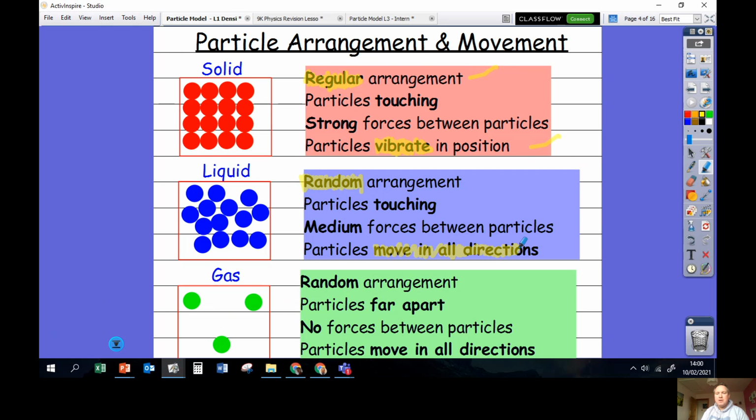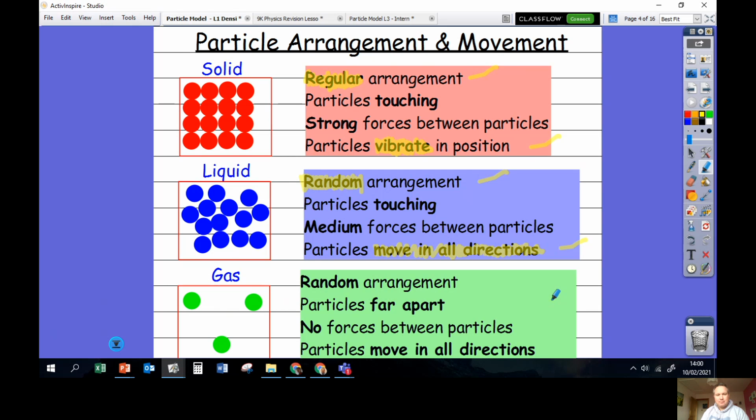It's hard to see when we draw a picture, but the particles in a liquid move around all the time in all directions. Add these important notes to your worksheet now about liquids. The particles are in a random arrangement, and the particles move in all directions.